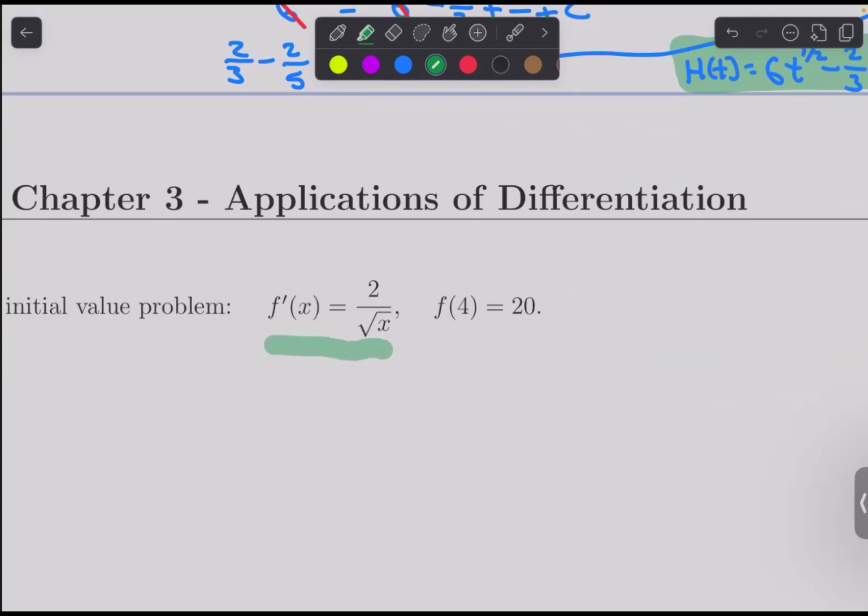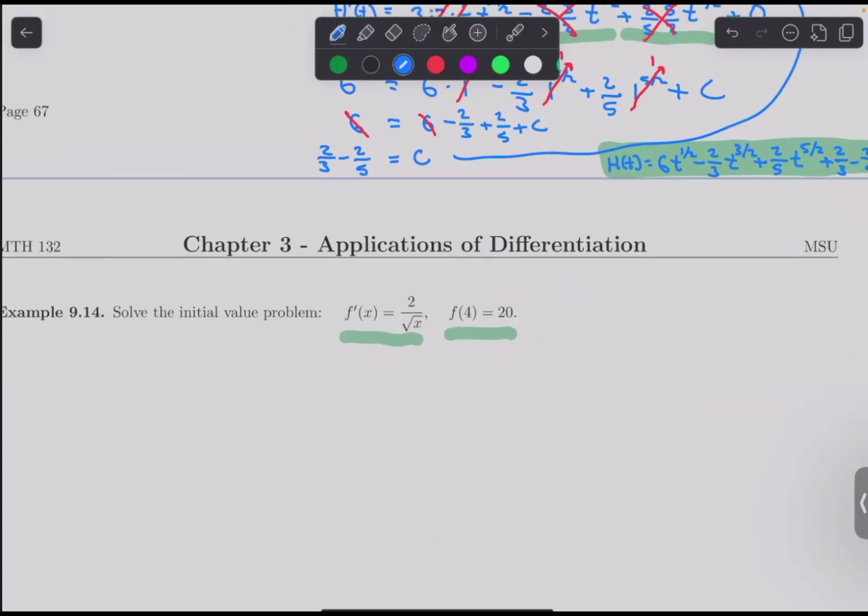So we want it to, if we take the derivative of it, we get this. And if we plug in 4, we should get out the answer of 20. So again, I'd like you to try this one on your own. Try to find a function that satisfies both of these things, aka solve this initial value problem. Get as far as you can, and then when you're ready to see the solutions, come on back.